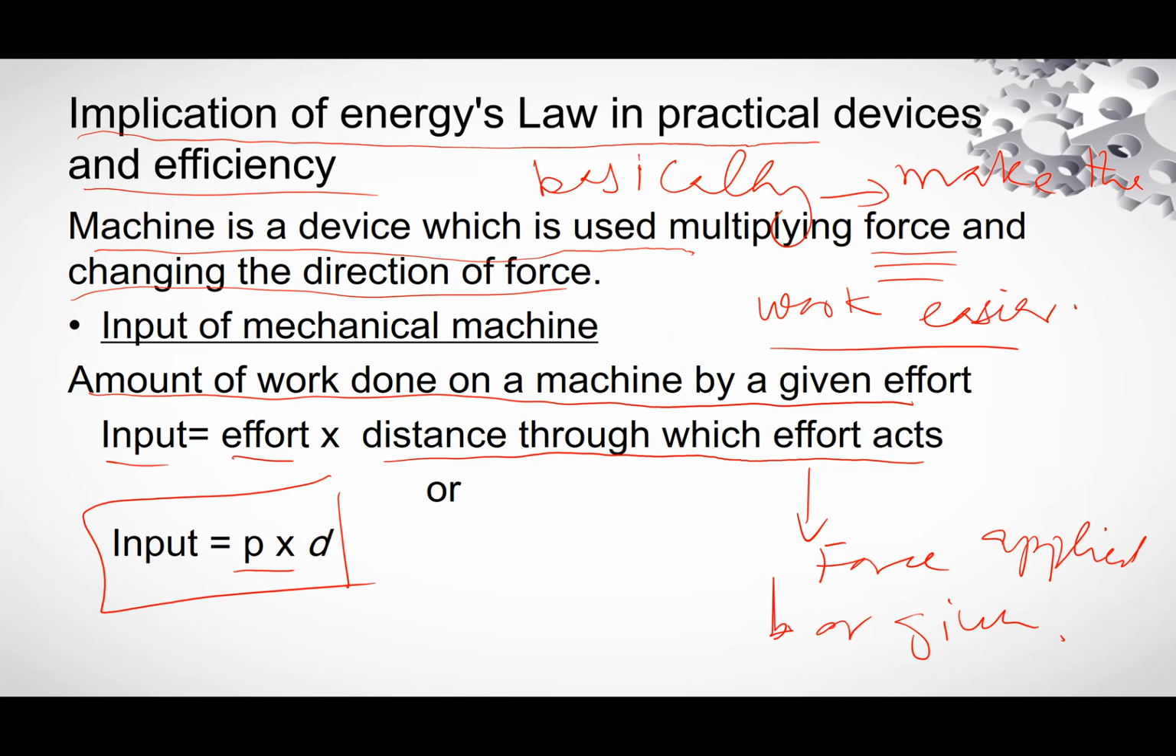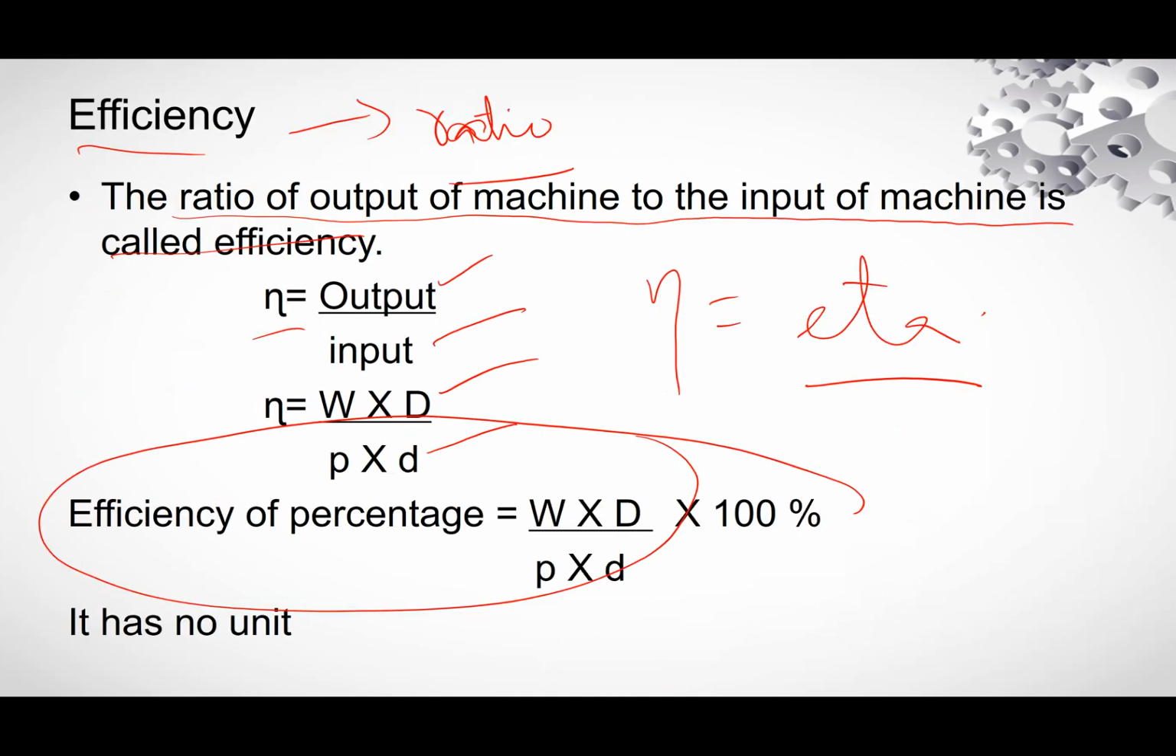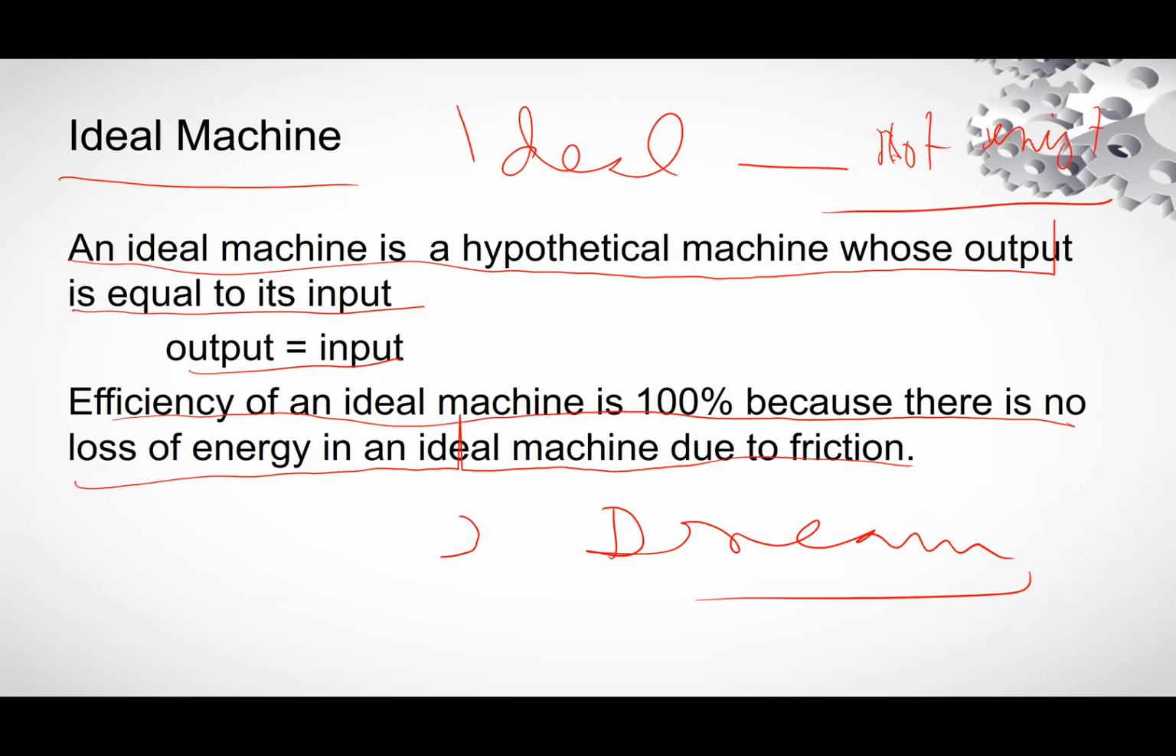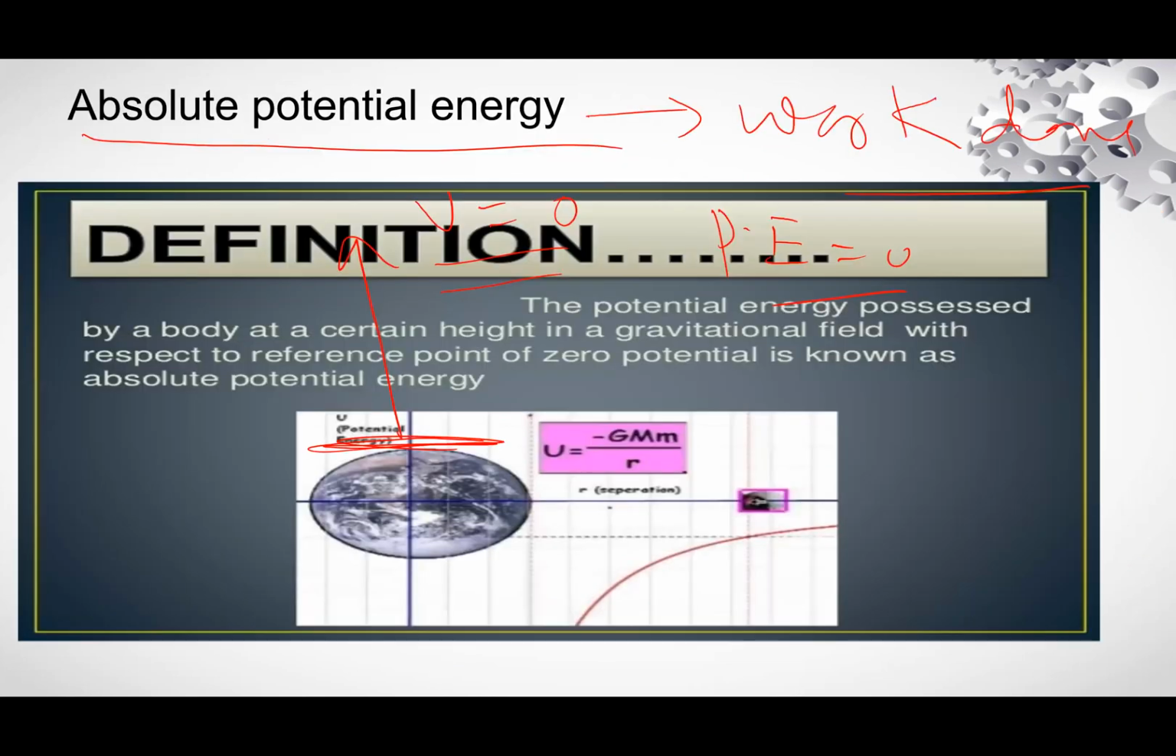Input is the amount of work done on a machine. Output is the work done by the machine. Efficiency is the ratio of output to input. An ideal machine is one in which input is equal to output. Power at the input is equal to power at the output. This will give you the efficiency of an ideal transformer.